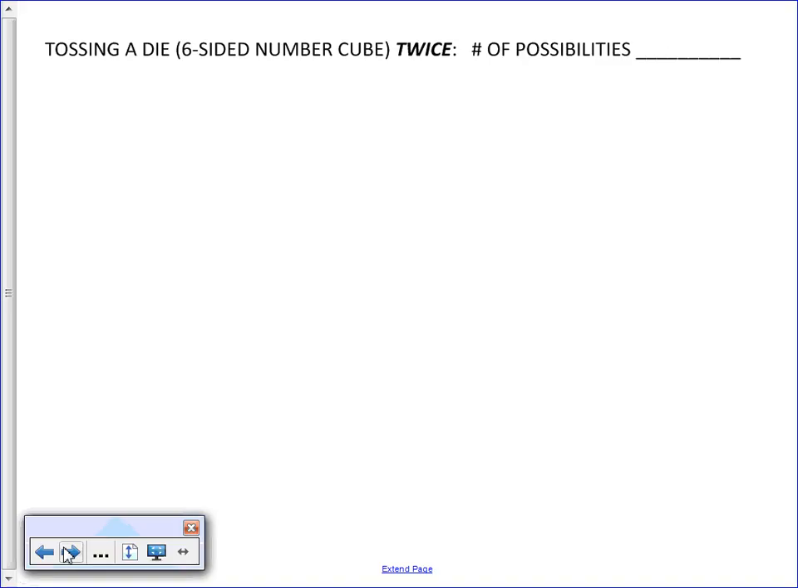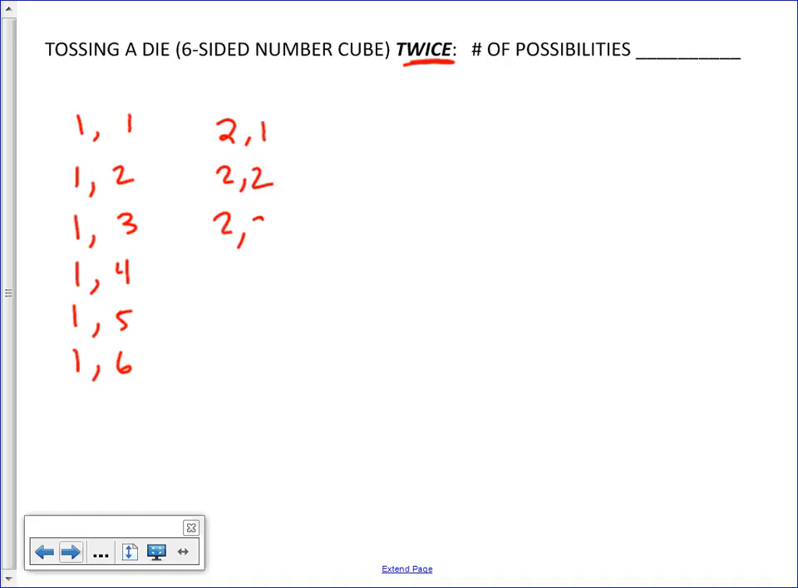There's a 6-sided die. A 6-sided die is tossed twice. So you could get a 1 and a 1, a 1 and a 2, a 1 and a 3, a 1 and a 4, a 1 and a 5, a 1 and a 6. But what if you didn't get a 1 first? You could also start with 2 and 1, 2 and 2, 2 and 3, 2 and 4, 2 and 5, 2 and 6. You're listing the possible things that can happen.